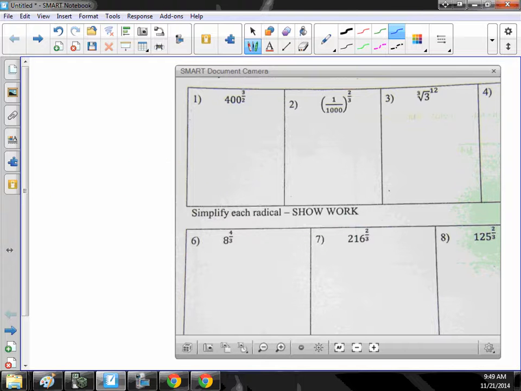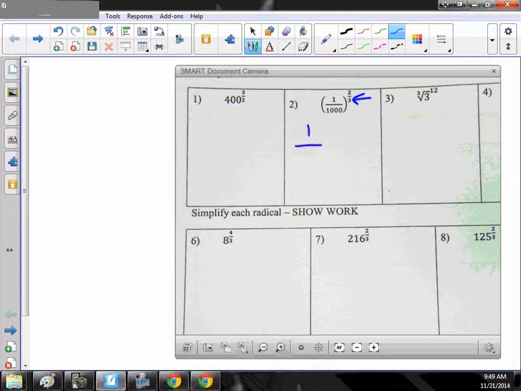Teja, do you get this? Okay, we'll try again. So number 2, we want to break this into 3 equal multiplications. Something times itself is 1 over 1,000. So let's look at 1. What times itself is 1? 1. Do you get that?